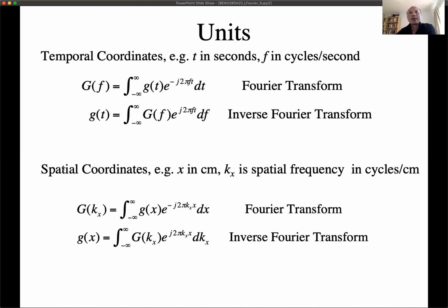Then we will also be talking about things as a function of space. For example, when we look at images, if it's a 1D image, then it would just be a function g of x, and in that case x would typically be in centimeters or millimeters. We use k sub x to denote spatial frequency. We could have kx for the x direction, ky for the y direction, and kz for the z direction, and this is typically in cycles per centimeter. So it's useful to have a sense of what those units are.